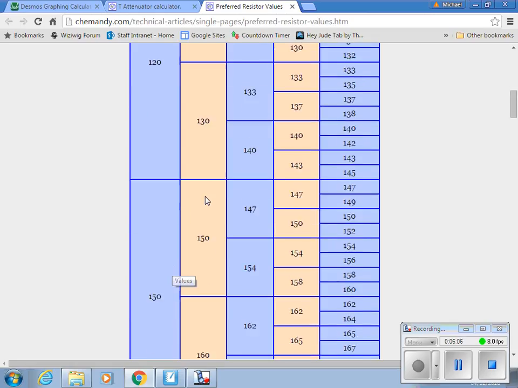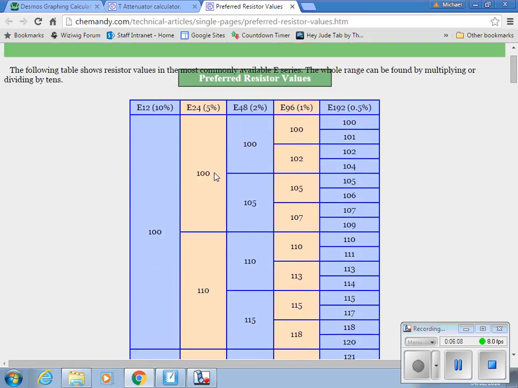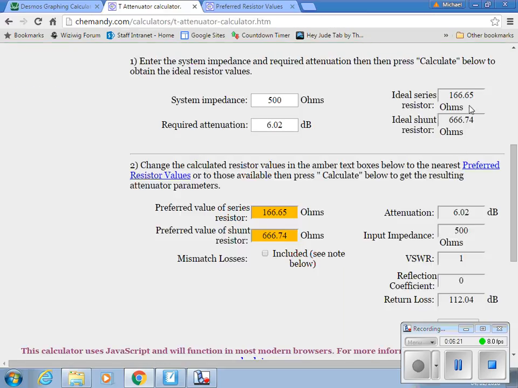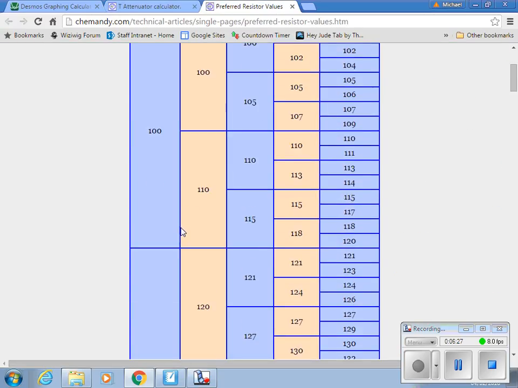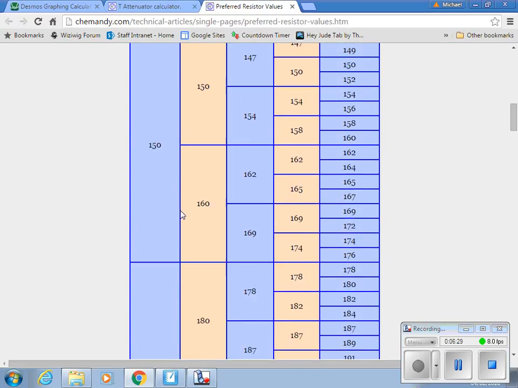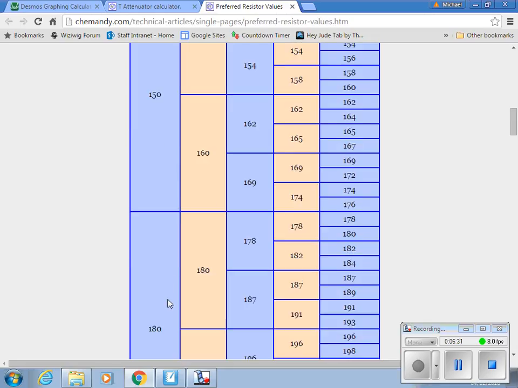In the 5% range, as you can see, I can get 110 in between, or a 1.1, or an 11, or 1100. So what we're looking for in our design, for our series resistors, is 166. If we go in the 10% range, we're going to have to choose either 150 or 180.